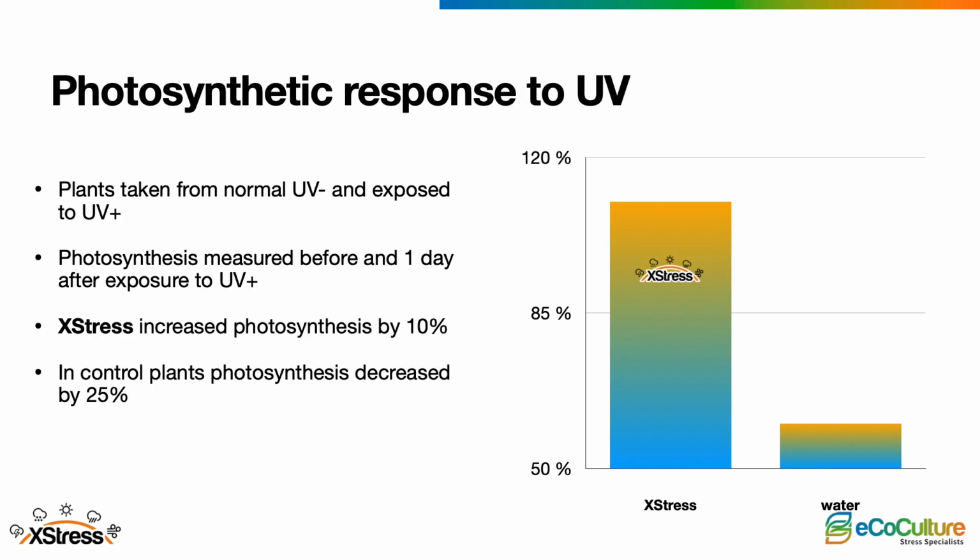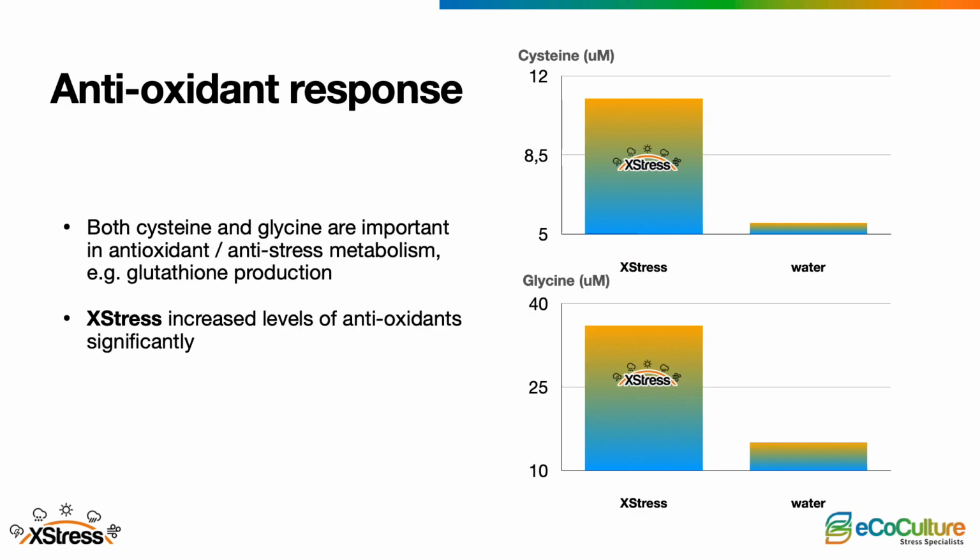Photosynthetic response to UV. Plants taken from normal UV and exposed to UV plus. Photosynthesis measured before and 1 day after exposure to UV plus. XStress increased photosynthesis by 10%. In control plants, photosynthesis decreased by 25%. Antioxidant response. Both cysteine and glycine are important in antioxidant, anti-stress metabolism. For example, glutathione production. XStress increased levels of antioxidants significantly.